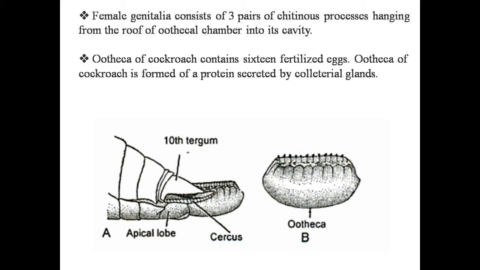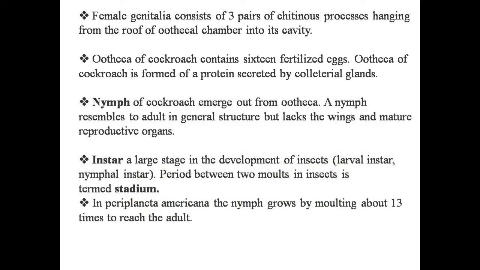The ootheca of cockroach is formed of protein secreted by the collateral gland. The ootheca is purse-like in appearance, and on both sides it comprises 8 eggs each, that is, a total of 16 eggs are present within the ootheca. These eggs develop into a nymph of cockroach that emerges from the ootheca.